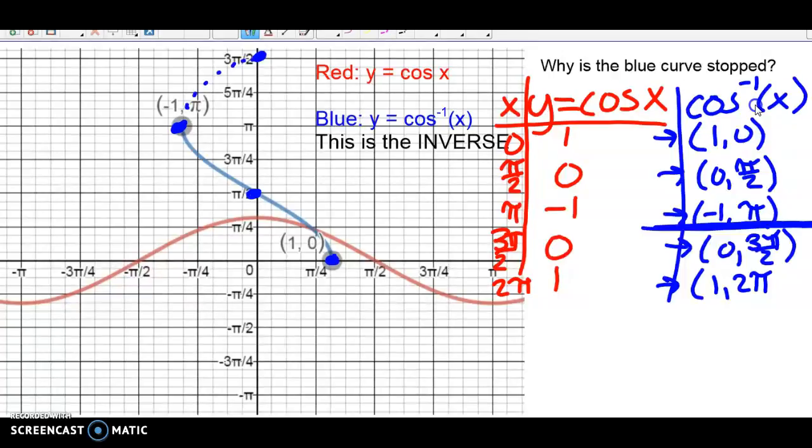Another reason that our curve is just going to stop is because these values in here are going to be all of our cosine values that are positive. These values here are going to be all the cosine values that are negative. And we just need those for the principal solution. So this range is from 0 to pi for the principal solution for cosine.